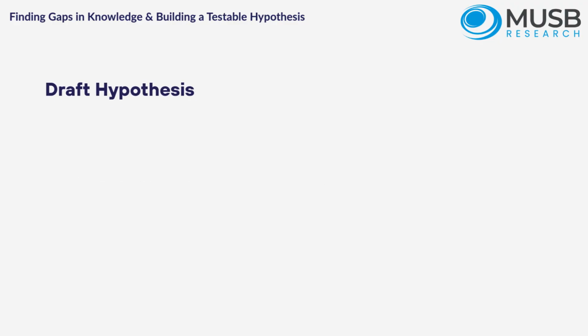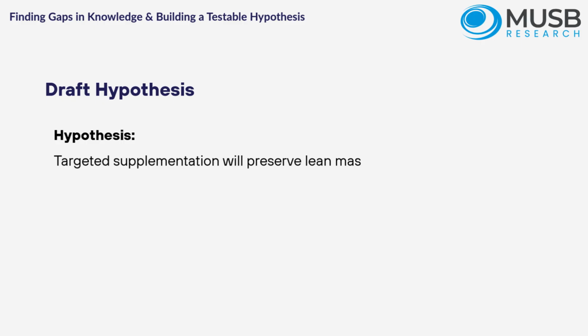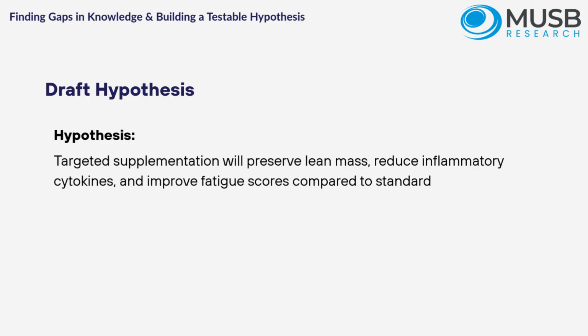Based on the identified research gap, we propose the following hypothesis. Targeted high-protein and omega-3 supplementation during chemotherapy in stage 2 to 3 colorectal cancer patients will preserve lean body mass, reduce circulating inflammatory cytokines, and improve fatigue scores compared to patients receiving a standard diet. This hypothesis is clear, specific, and testable.